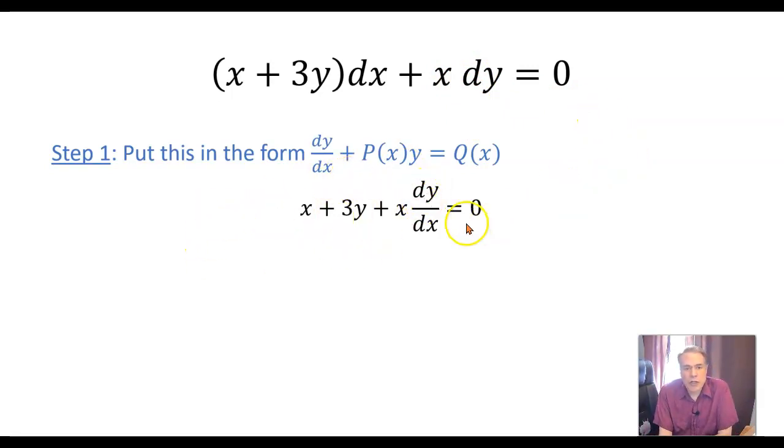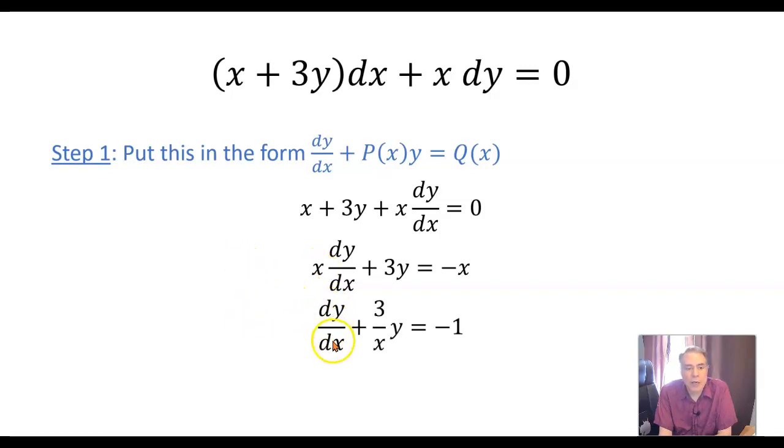Then I'm going to rearrange things so that the dy/dx term is first, and then the y term is second, and then the stuff that doesn't involve y is over on the right. So x dy/dx plus 3y equals negative x. And now I don't want anything in front of the dy/dx, so I'm going to divide everything on both sides by that coefficient, x.